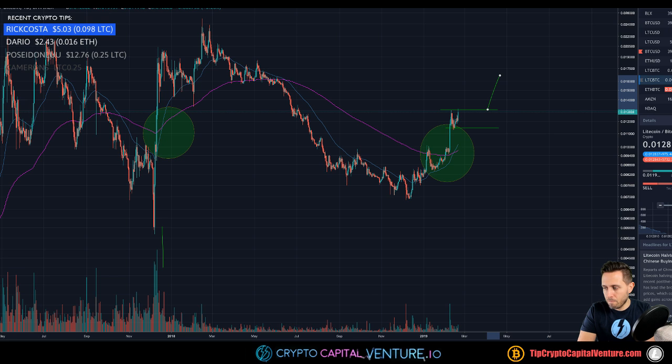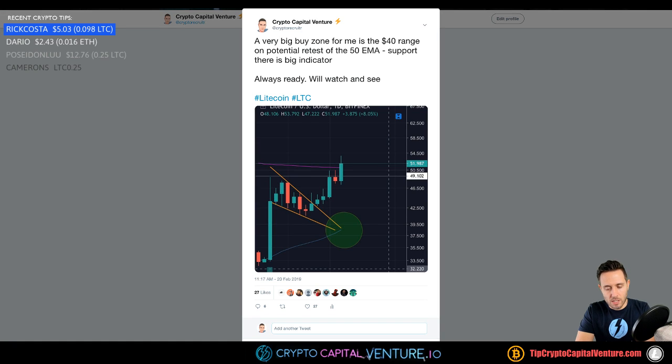I want to cover something, and to wrap it all up, I'll end with a tweet to sum up a very simple point. A very big buy zone for me is the $40 range on a potential retest of the 50 EMA. Support there is a big indicator. So that's it. Always ready.